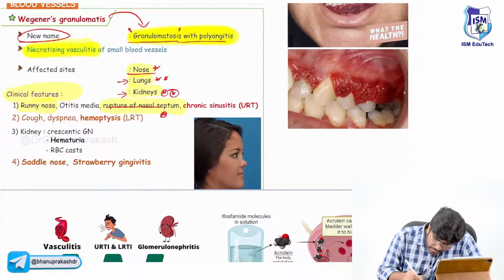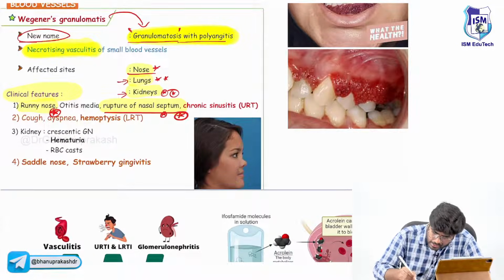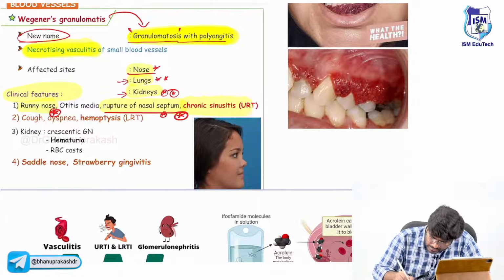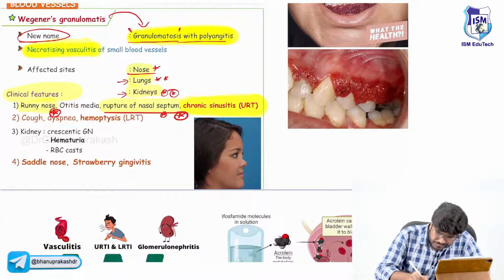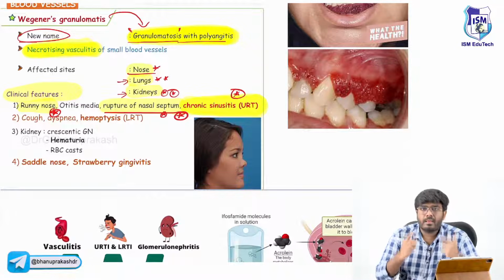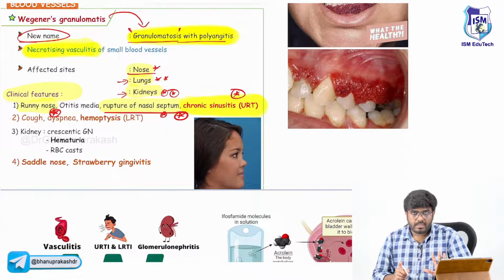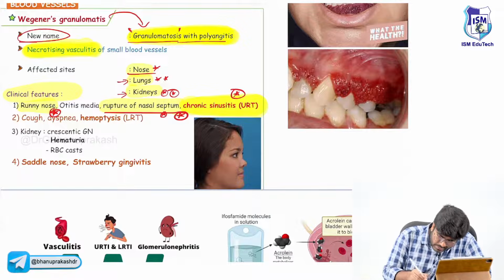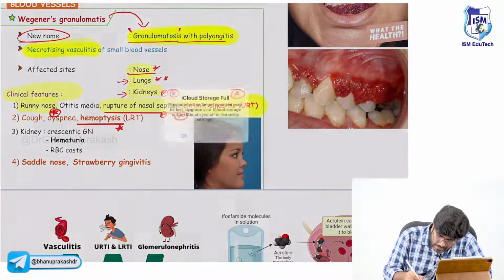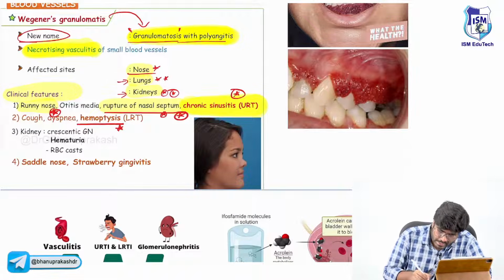So there is rupture of the nasal septum leading to perforation. Runny nose is going to be there, and sinus involvement leading to chronic sinusitis. These are all the nose and paranasal sinus involvement. Apart from this, there is hemoptysis, lung involvement. Kidney involvement is hematuria, hemoptysis and hematuria.